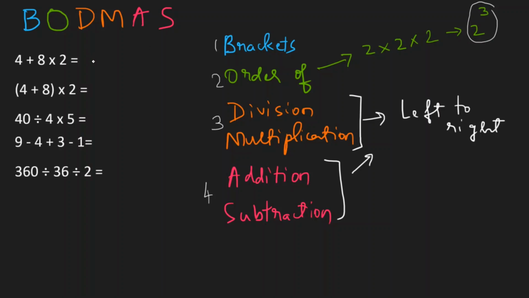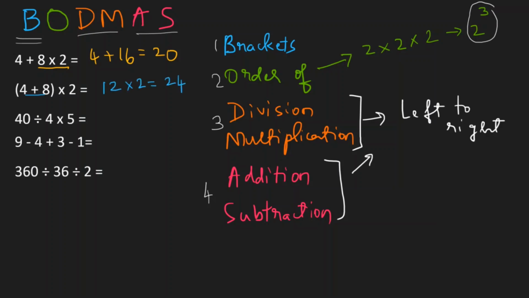Now the first one, over here you have addition and you have multiplication. From the BODMAS rule, we can see that division and multiplication come before addition and subtraction. Therefore, you have to do the multiplication over here first, and this becomes 4 plus 16, that is 20. Now, the next one, you have a bracket over here. The opening bracket is over here and the closing bracket is over here. As per the BODMAS rule, brackets need to be simplified first. So this becomes 12 into 2, which is 24.